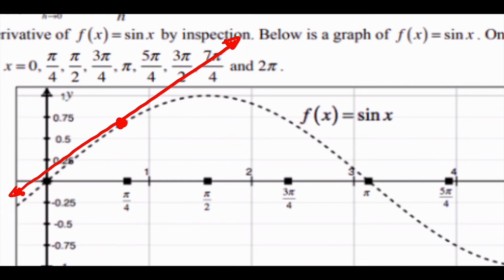Well, how do we find the slope of that guy? How do we find slope of any line? Change in y over change in x, also known as rise over run, right? How much do we go up over how much do we go over? That one looks to be something close to 1, right? So what is that, pi over 4? Around pi over 4? It looks to be close to up 1 over 1, right?